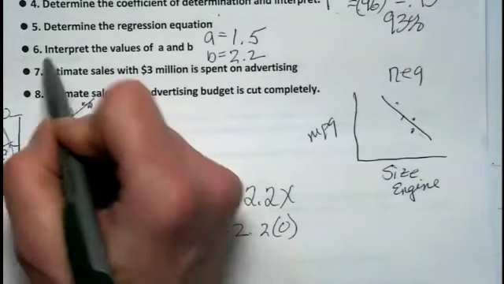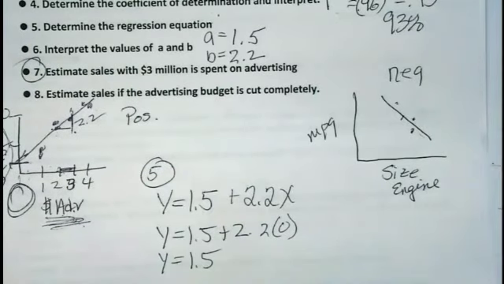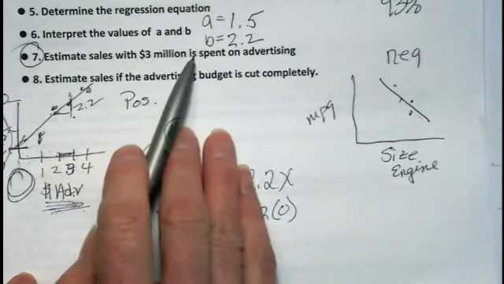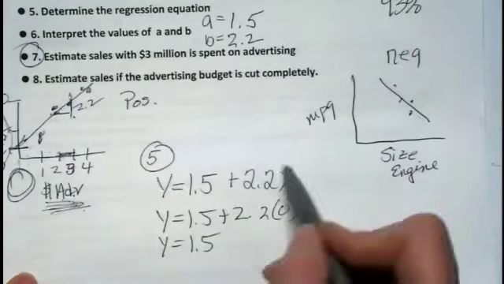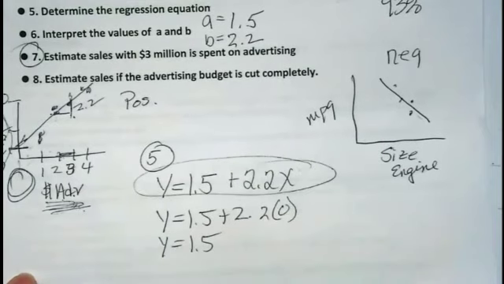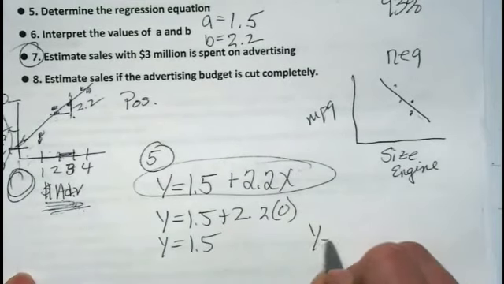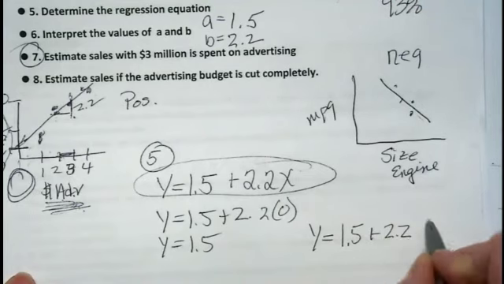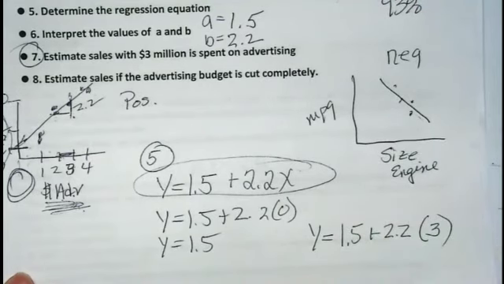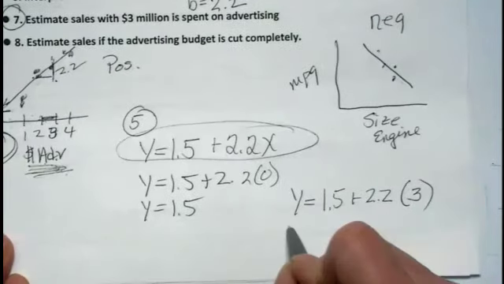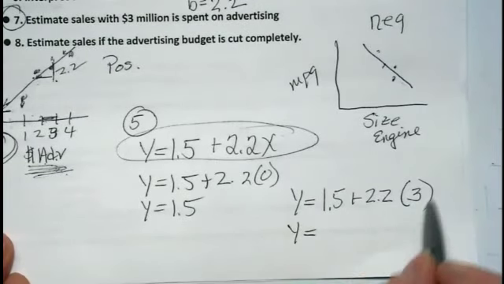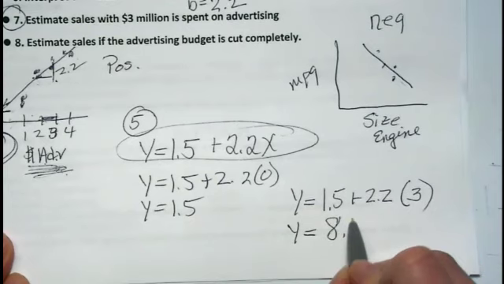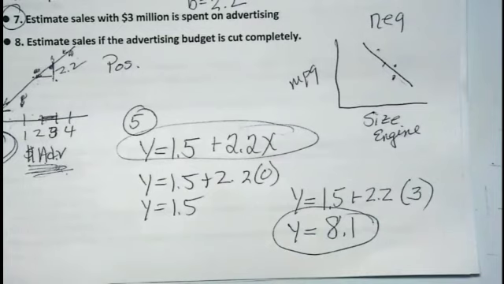Okay. Now, number 7, that's the power of regression. Estimate sales when 3 million is spent on advertising. So in my linear regression equation, I'm going to put y is 1.5 plus 2.2x. This year I have 3 million to spend on advertising. If I do that calculation with my calculator, I will get 8.1 million in sales.